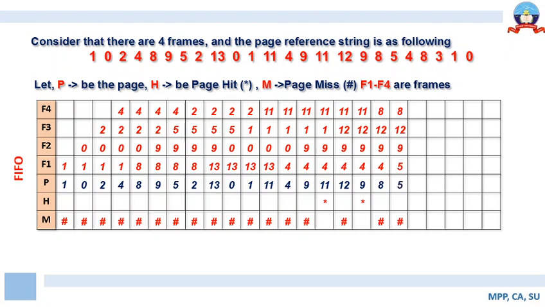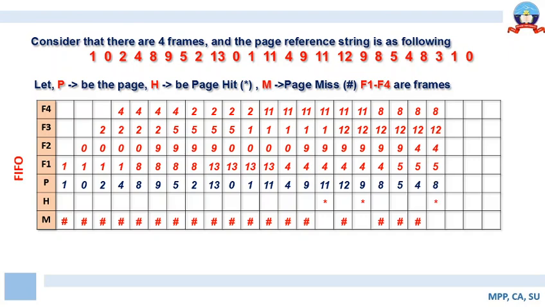Now after 8 there is a page reference to page number 5. Page number 5 is not available in the memory, so I need to replace the oldest page. Here the oldest page is page number 4, so page number 4 is replaced by page number 5. Now after that we have a reference to page number 4. Page number 4 is not available in the memory, so I need to replace the oldest page. The oldest page here is 9, so 9 is being replaced by page number 4.